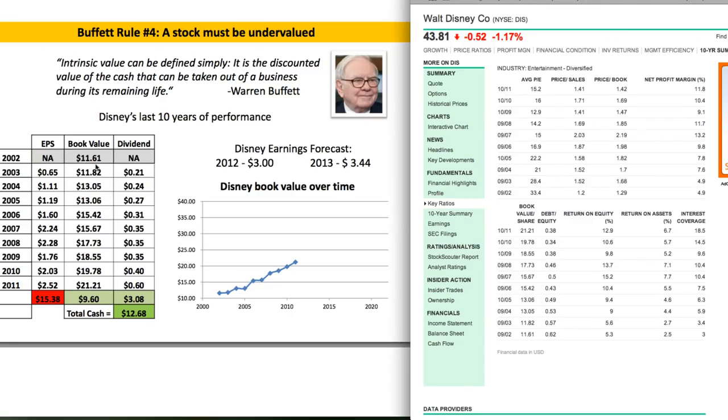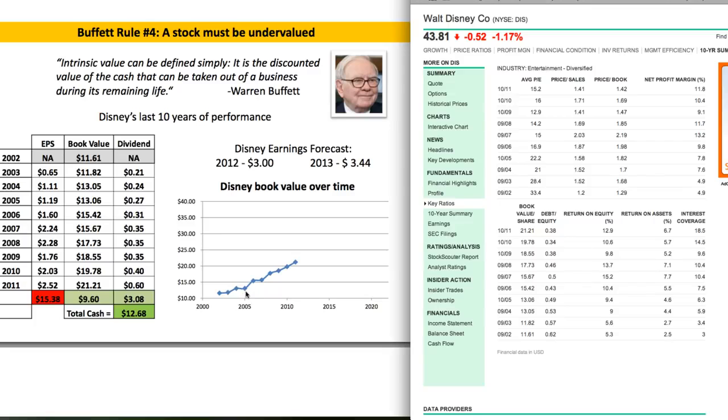Okay, so when we look at the EPS, if you remember, we had summed that up, and it came to $15.38 is how much earnings Disney made over the last 9 years. From 2003 to 2011, their EPS totaled $15.38. Now, what that actually materialized into for the shareholder was $12.68. When we added up all those dividend payments and we summed how much the book value grew from 2002 to 2011, it was $9.60 and $3.08 for the dividends, and that totals $12.68.